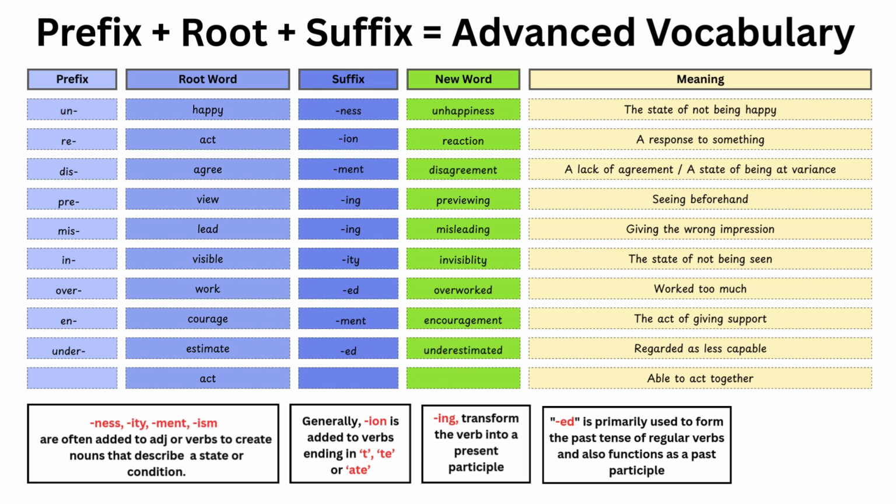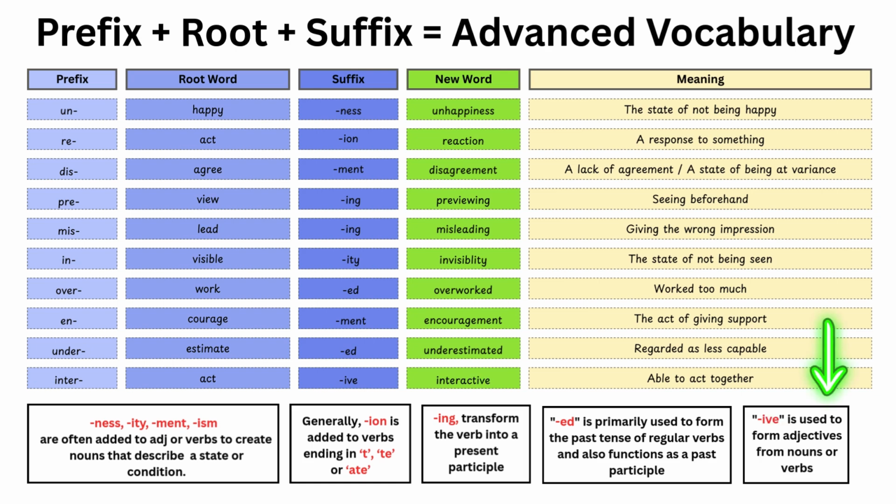Able to act together. With the root word act, we can have a prefix of inter, and the suffix of ive. So the new word would be interactive. Ive is used to form adjectives from nouns or verbs.